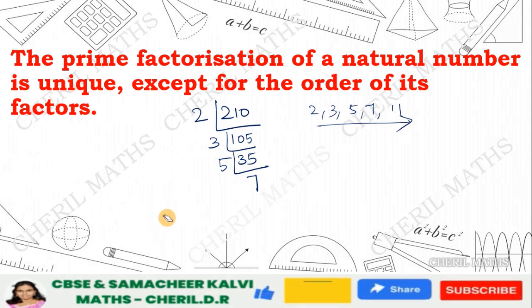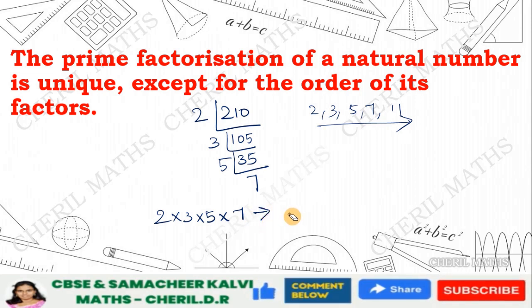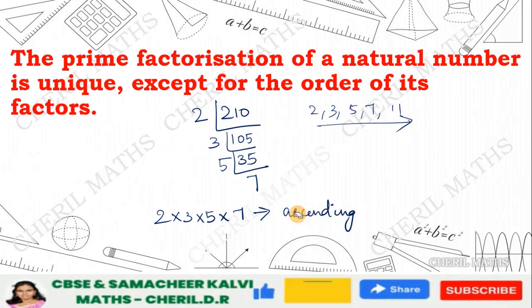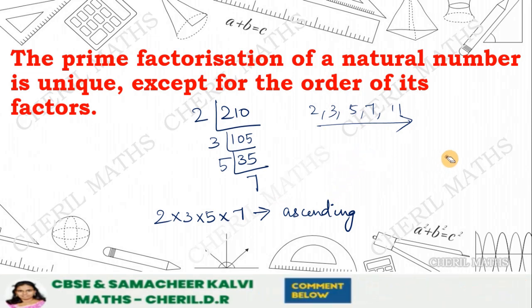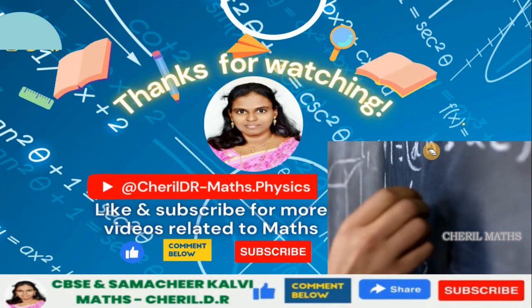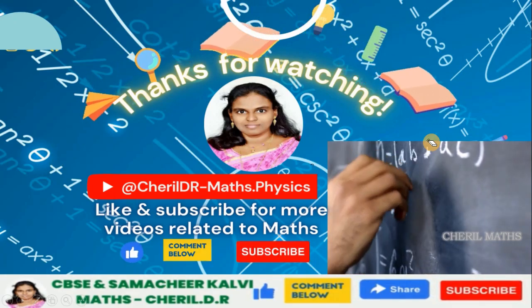So the unique order will be what? 2 into 3 into 5 into 7, if you consider the condition to be ascending. Otherwise the order doesn't matter. Got it, children? The final understanding is that you're going to express a composite number as a product of primes. This is the basic fundamental theorem of arithmetic.